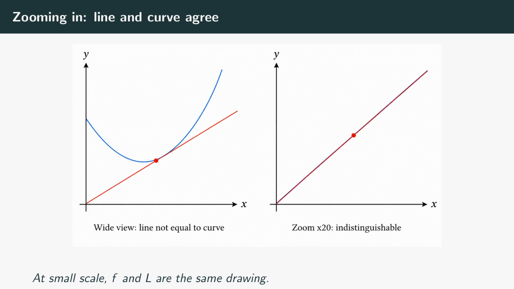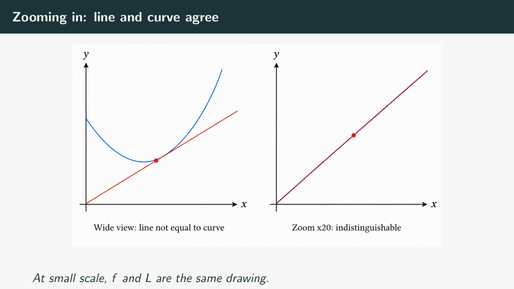One more picture to lock the intuition. Two panels. On the left, a curve and its tangent line at the wide scale we're used to seeing. The line and the curve part ways visibly as you move away from the point of tangency. On the right, the same curve and the same tangent line, with the viewport zoomed in by a factor of 20 around the point of contact. At that scale, the curve and the tangent are visually indistinguishable. You can't tell which line is the function and which is the tangent.